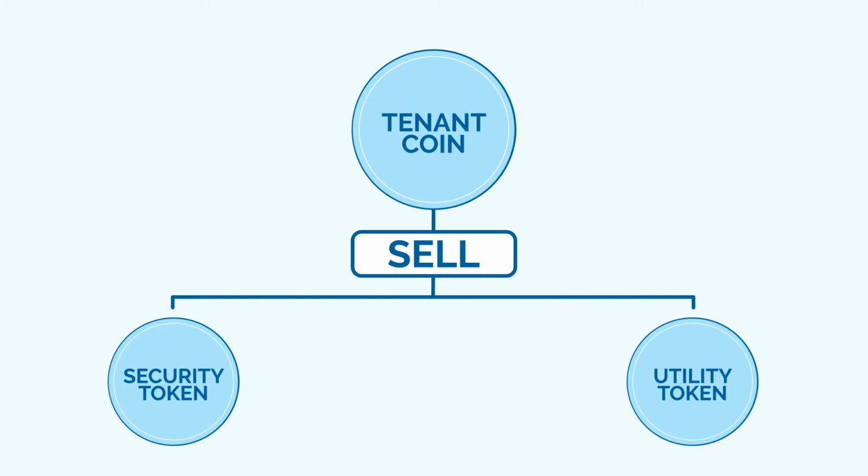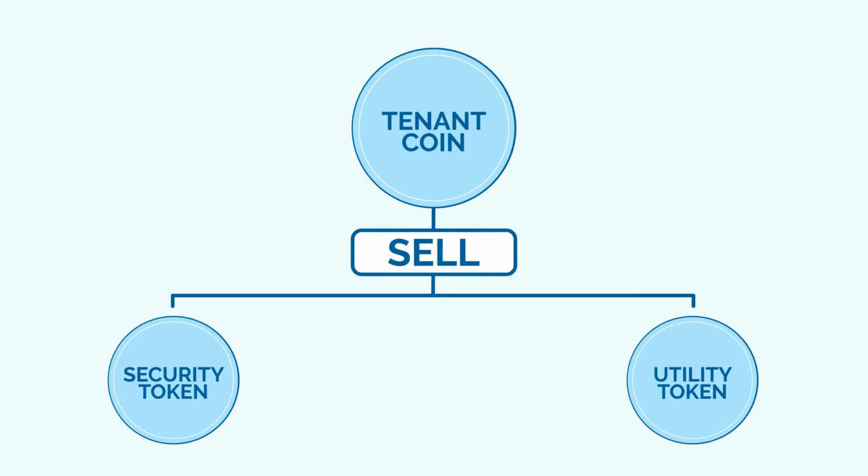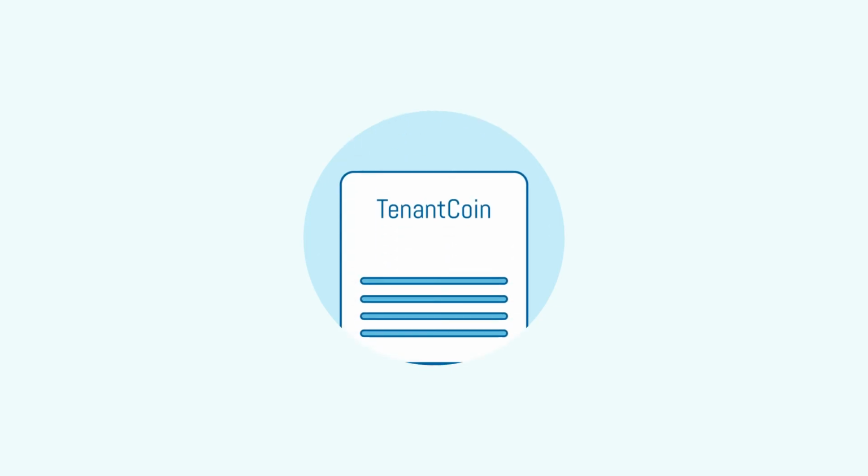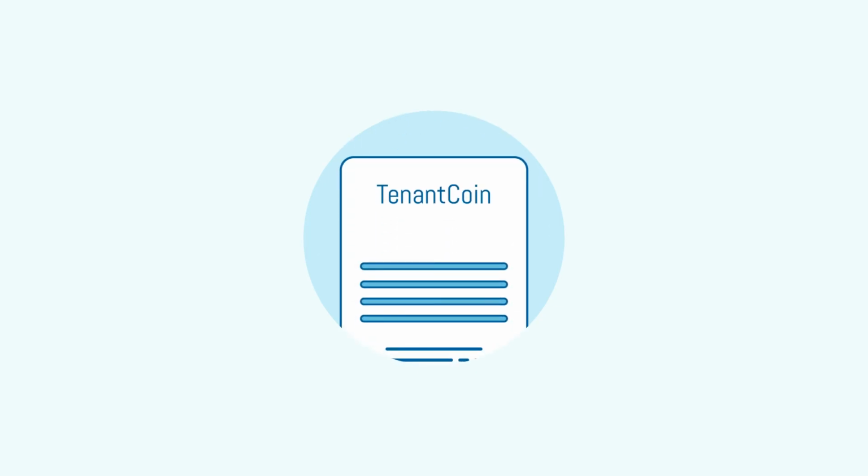Now, assuming you're all prepared, you can get started with your ICO. Here's how it works. Firstly, you'll need to create a document detailing exactly how the business will function. This document is commonly referred to as a white paper. We'll look at the typical contents of a white paper in another video.